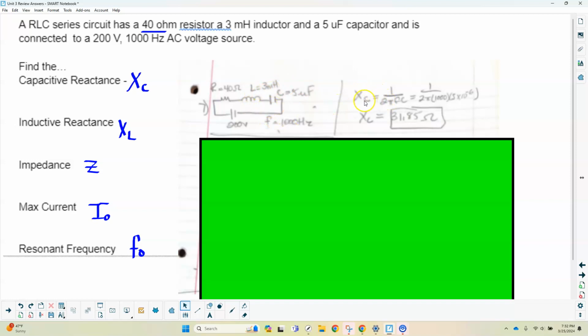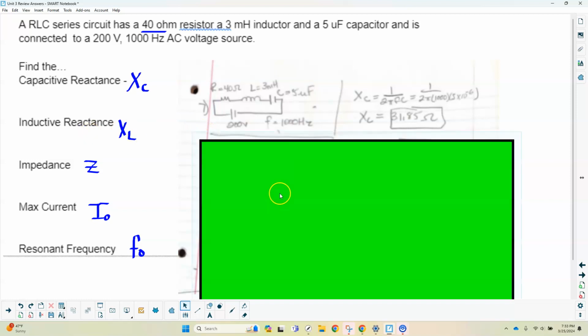The capacitive reactance is 1 divided by 2 pi F times C. So F is 1,000. C is the capacitor, which is 5 microfarads, so 5 times 10 to the negative 6 is what I put there. It's 1 divided by that whole number. If you do that, you get 31.85 ohms. So that's the first one.